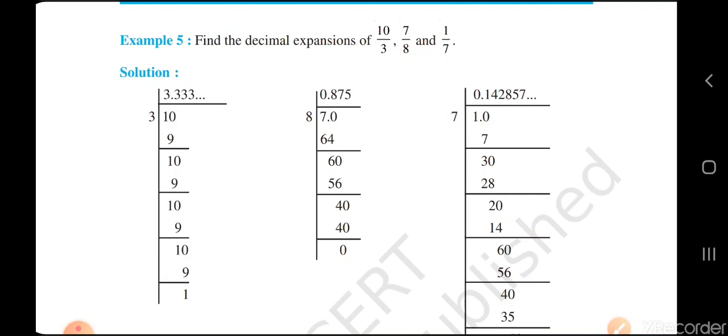So for example 10 upon 3 we get 3.3333, so we can write 3.3 bar, where the bar above the digit indicates that the number repeats. In 1 upon 7 we get 0.142857, so we write 1 upon 7 is equal to 0.142857 bar, where the bar above the digits indicates the block of digits that repeats. So all these examples give us non-terminating, recurring or repeating decimal expansions.